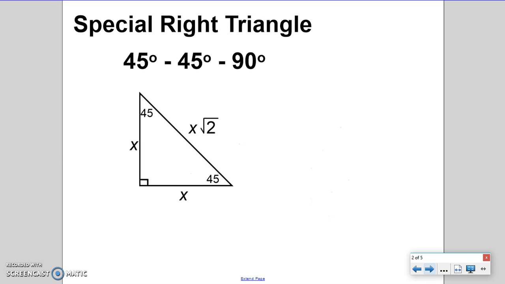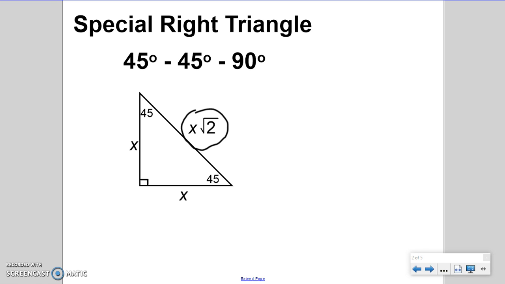Here's the relationship that's always going to show up regardless of the length of x. If you have a special right triangle that's an isosceles triangle with two 45-degree angles, you will always have your side lengths of x, and your hypotenuse will always be x times the square root of 2.